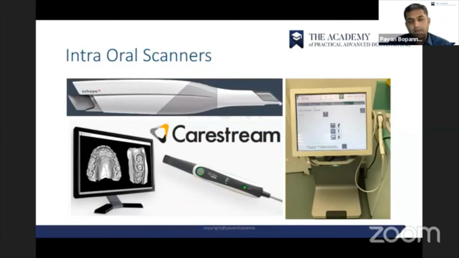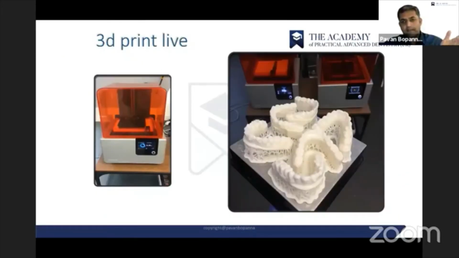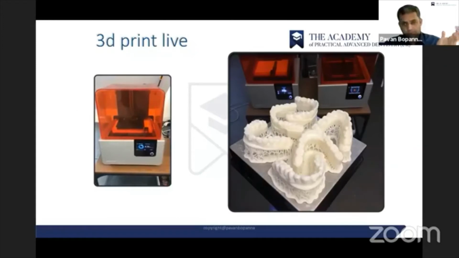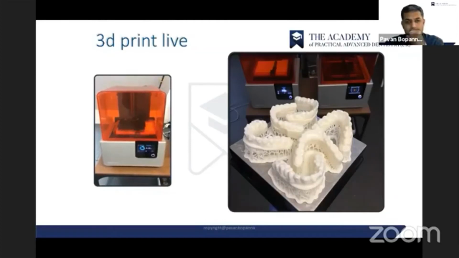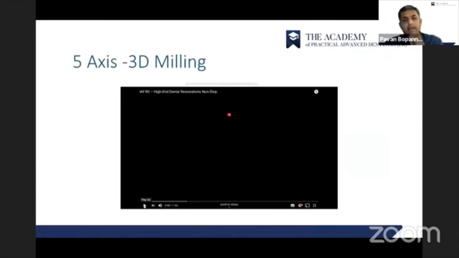So you can introduce intraoral scanners into your practice. If you do this, you obviously scan and then use a third-party lab to do it. If you want to take it a stage higher, you can 3D print in your practice, which we do quite a lot. And all these models are just for orthodontics or Invisalign type things, clear aligners. And then I use a 5-axis milling machine.